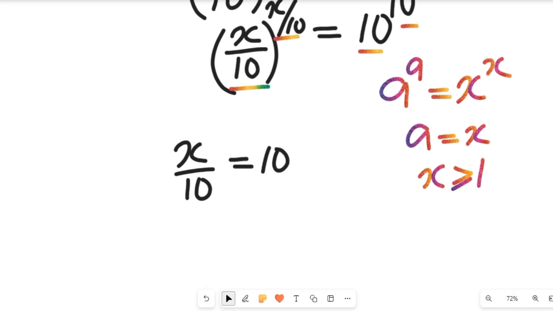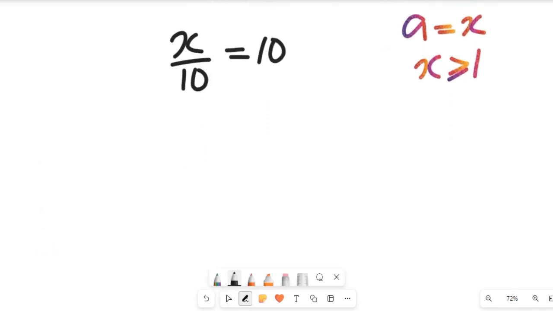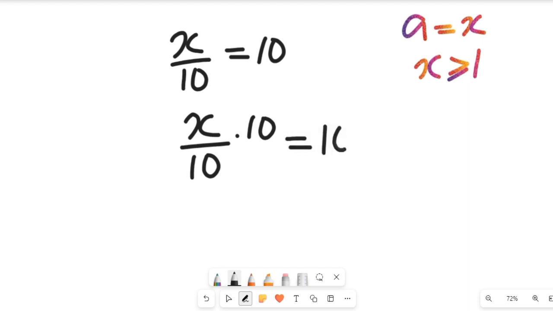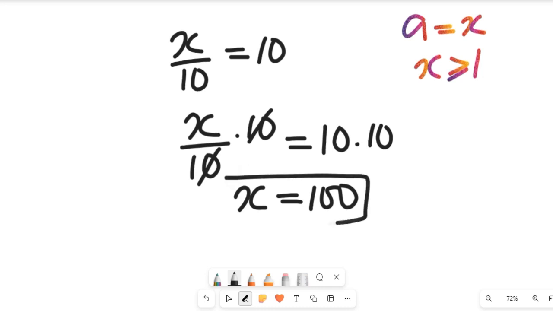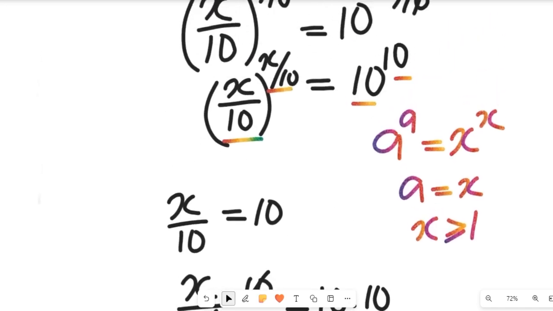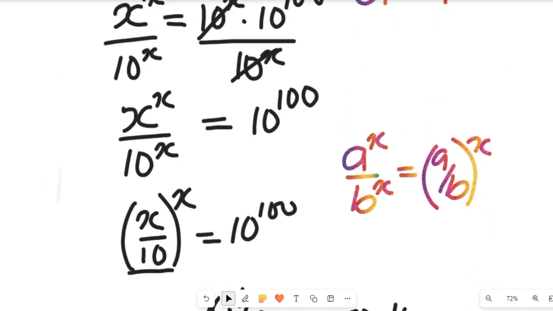Now to find the value of x, what we simply need to do is to multiply both sides by 10. The reason why we are doing that is to clear the denominator on the left hand side, and the right hand side will be 10 multiplied by 10. So if this 10 clears this 10, we'll have x equal to 100. Great. So x equal to 100 is the solution to that exponential equation that is given to us up there.